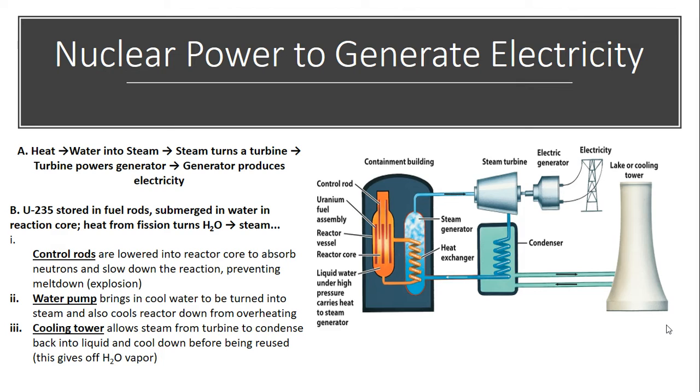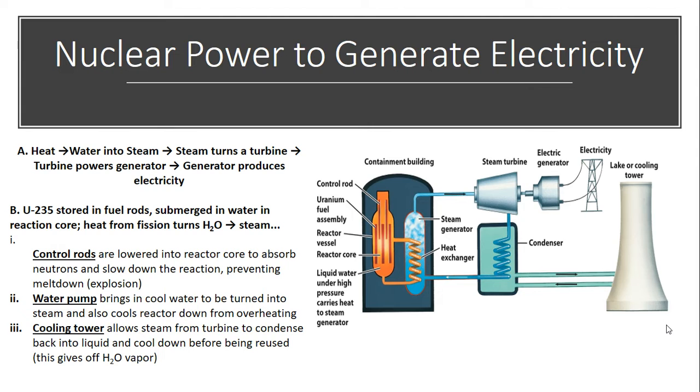Now, how does this work at a nuclear power plant facility? We'll see the same kind of pattern in how electricity is generated. The heat that is released as a result of nuclear fission is going to create steam. That steam turns a turbine, the turbine powers a generator, and the generator produces electricity. In the nuclear power plant itself, the uranium 235 is stored in what's called fuel rods. These fuel rods are submerged in water inside what's called the reactor core, and the heat from the fission turns the water to steam.